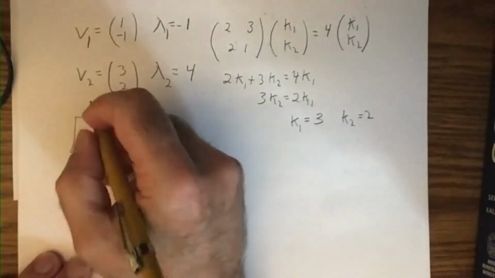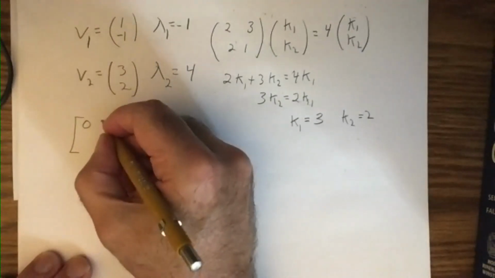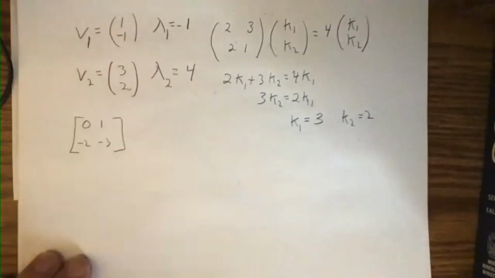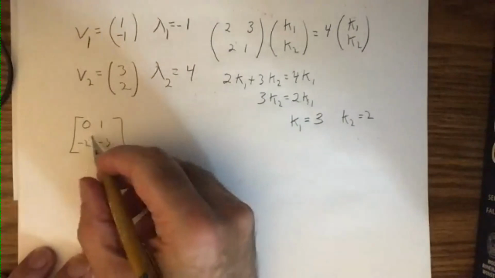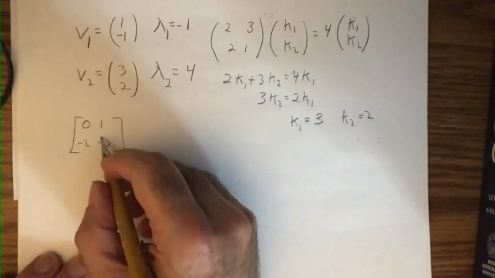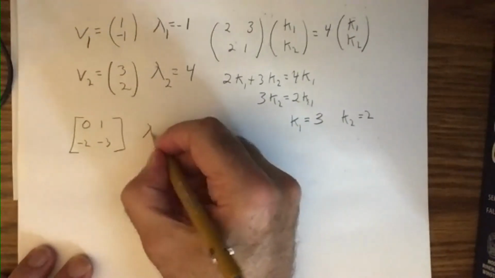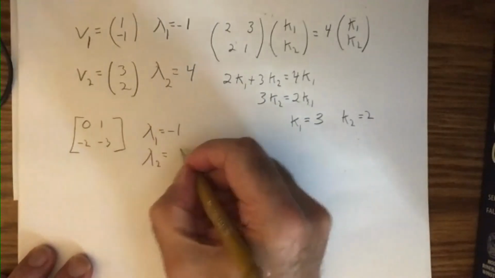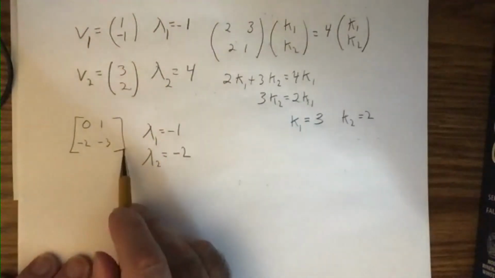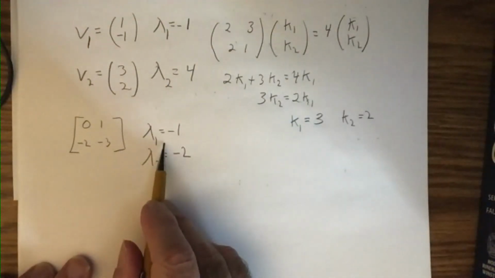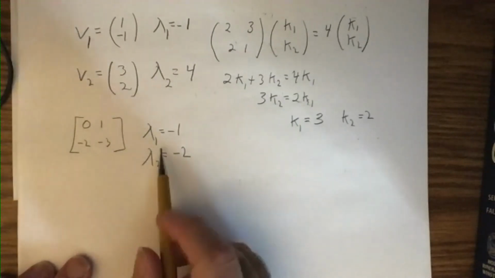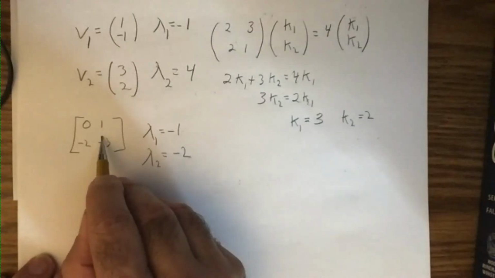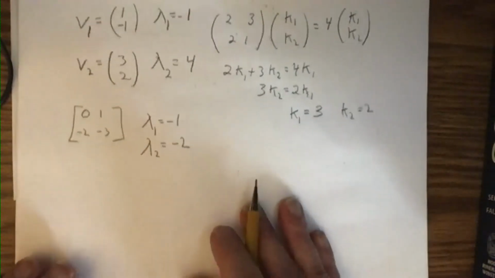I just had you try to find the eigenvectors of this problem here, right? Copy this over again. And when you found the eigenvalues of this, what did they turn out to be? The eigenvalues turned out to be -1 and -2. All right. I want you to try to find the eigenvectors associated with these eigenvalues for this matrix. And then I'll do it.